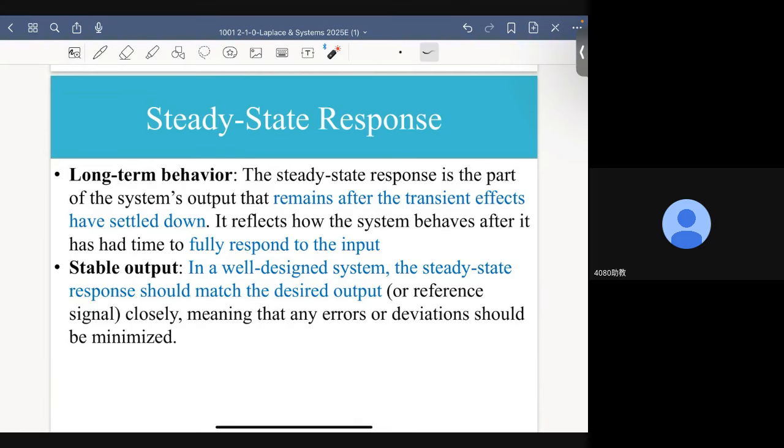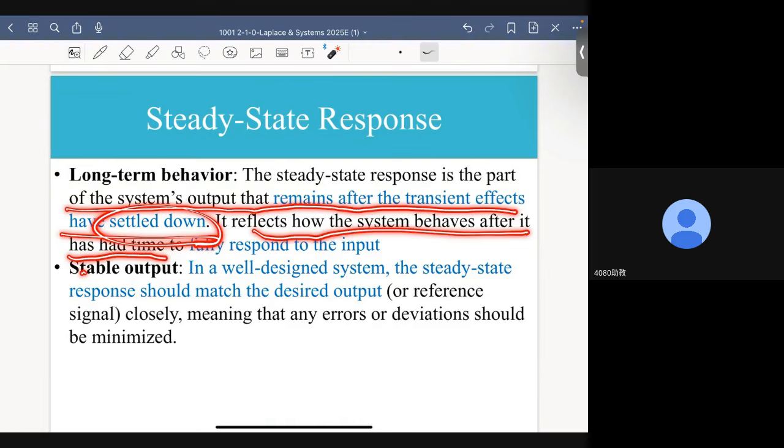Now I want to make some remarks about steady state response. If transient response is correlated with short-term behavior, then by contrast, steady state response is related to long-term behavior. The steady state response is the part of the system output that remains after the transient effect has settled down. It reflects how the system behaves after it has had time to fully respond to the input.